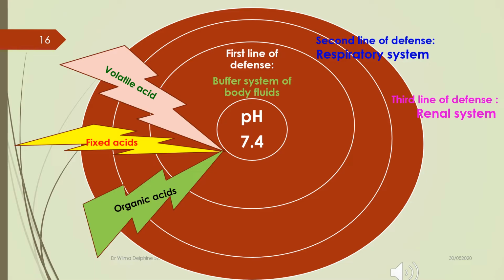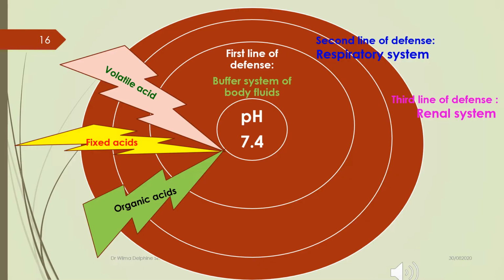When these acids, volatile and non-volatile, are poured into the body, what is the defensive mechanism which plays a major role against changes in hydrogen ion concentration? There are three primary systems that regulate the hydrogen ion concentration in the body fluids to prevent acidosis or alkalosis. The first one is the buffer systems of the body fluids. The second one is the respiratory system, and the third line of defensive mechanism is the renal system.